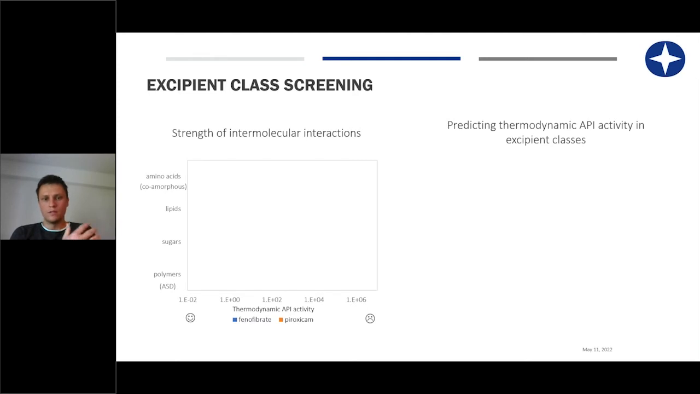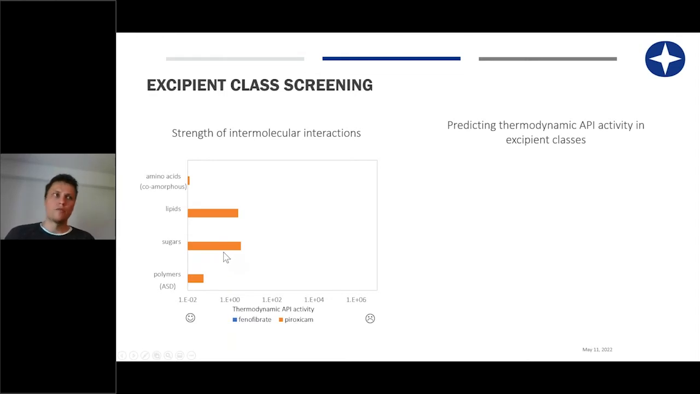And we have to check whether the ASD is the best formulation type, and what is maybe the best for my given API. Therefore, we make an excipient screening, predict the thermodynamic API activity in all these different excipients, and first of all only check what is a potential excipient for my given API. We have here considered fenofibrate and piroxicam, made an activity prediction in those formulations, and see, for example, that piroxicam has a very low activity in amino acids. This means piroxicam would be a very good candidate for making co-amorphous formulations or for making ASDs as well, whereas lipids and sugars are not that good.